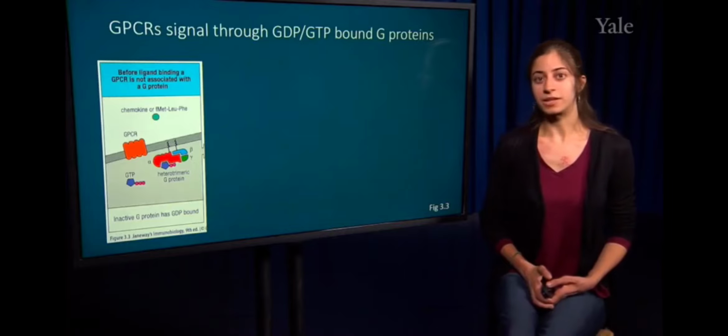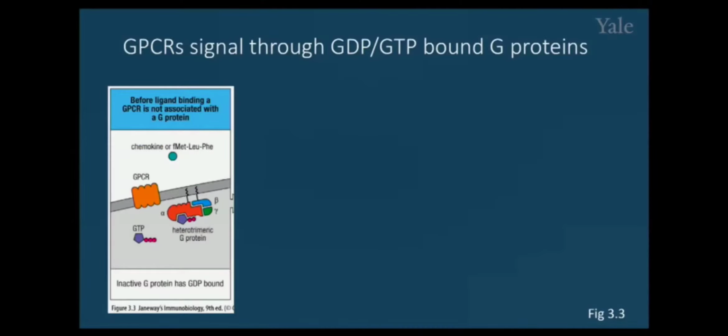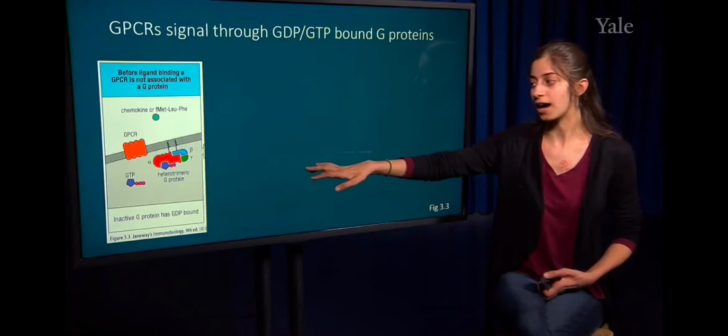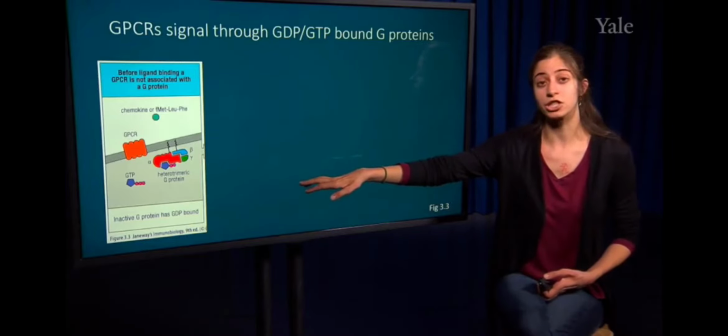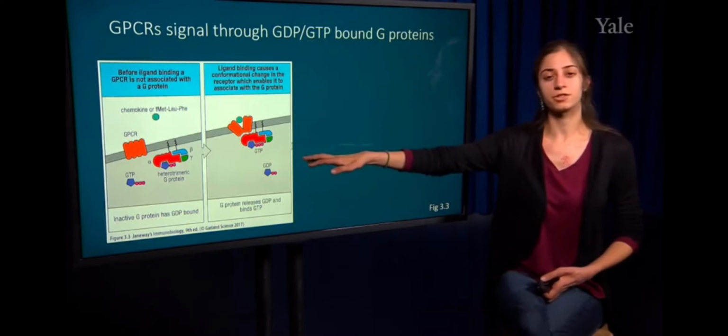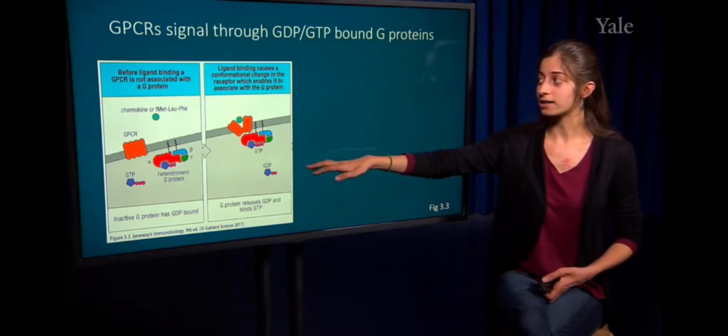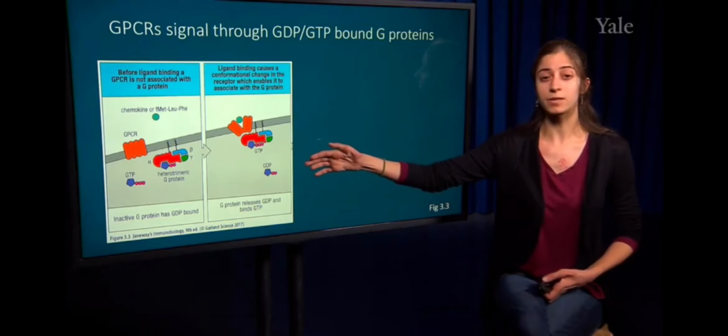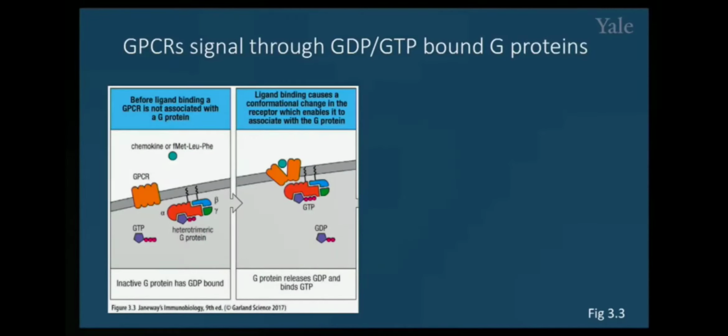So what happens when a GPCR sees its signal? Well, before the ligand comes along, or the chemokine comes along, the GPCR sits unassociated with the G proteins that will allow it to signal later on. At this time, the G proteins are also bound to GDP and are in an inactive state. When the GPCR binds its ligand, or its chemokine, it then is able to associate with the nearby G protein. Once this occurs, the G protein can release GDP and instead bind GTP. This essentially activates the G protein to signal.